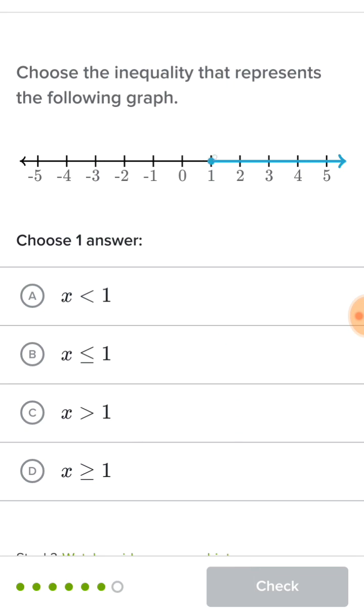So finally, I have all the numbers that are greater than 1 because the arrow is pointing to the right. But then you also include the 1 because the circle above 1 is colored in or shaded in. So this will be x is greater than or equal to 1.